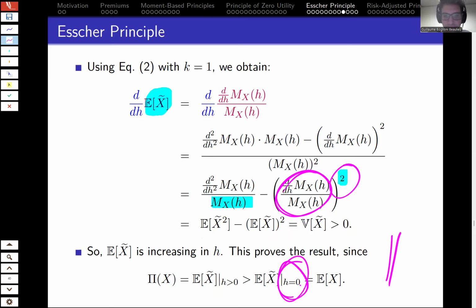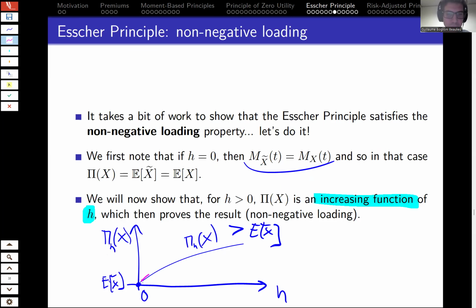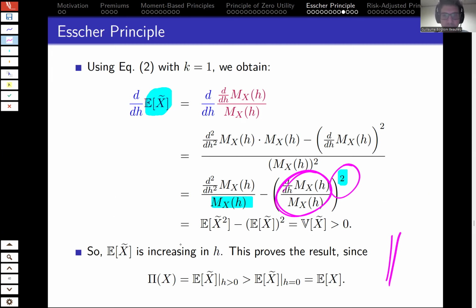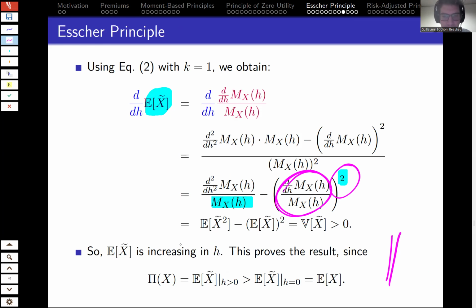If h is 0, the premium is just the pure premium, expected value of x. But then for any other h, you know that the premium of x, or the expected value of x tilde, is strictly bigger because of this, because we've shown that the derivative is positive. So it has to be that the premium is an increasing function of h. Okay, we've done it. And then we check the other properties, but I promise they're not as difficult to show as this one. I mean, this was not that hard. I hope you agree. But the other ones are even simpler. Okay, let's go.